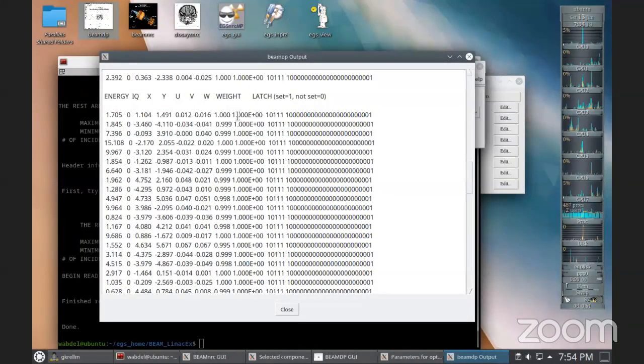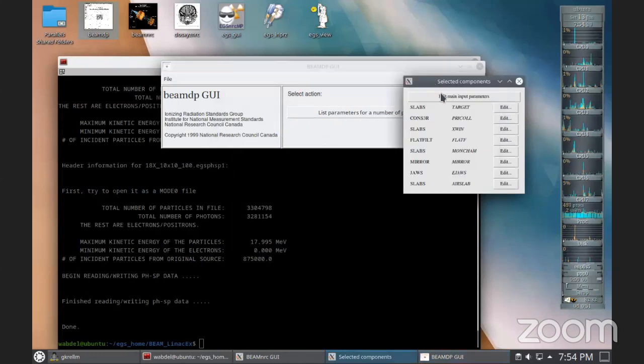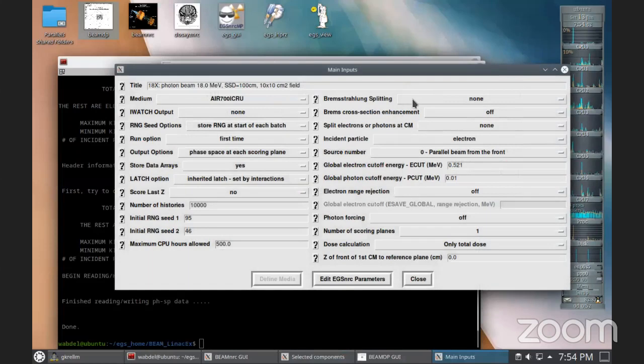But look at this. This is the weight of the particle. The statistical weight of a particle is 1. Okay, we did not do what we call variance reduction techniques. So one of the ways to do a variance reduction technique to get useful information is when we edit, we use bremsstrahlung splitting.